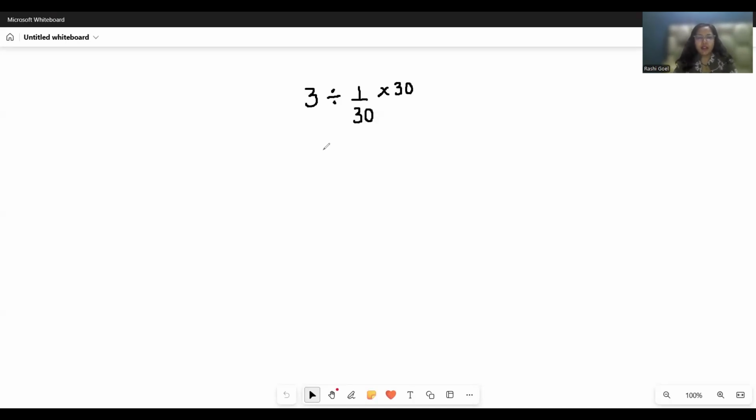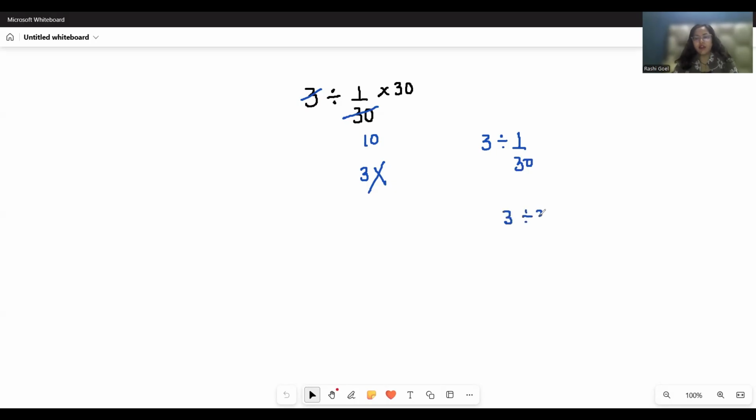So we have been given an expression: 3 divided by 1/30, times 30. So let's start with today's video solution. In this type of question, people solve it like this. They divide 3 by 30, get 1/10, and reach the answer 3, which is wrong because they even read the question wrong. It is 3 divided by 1/30, not 3 divided by 30.